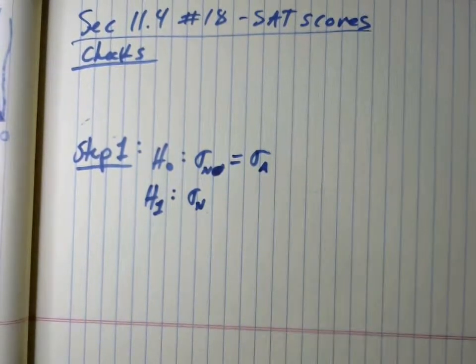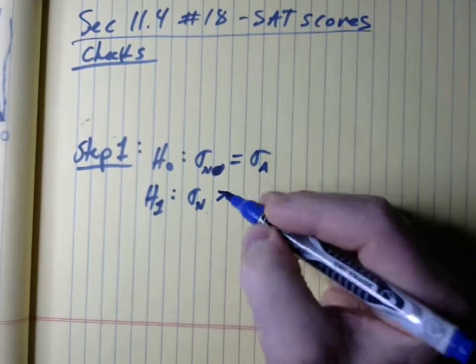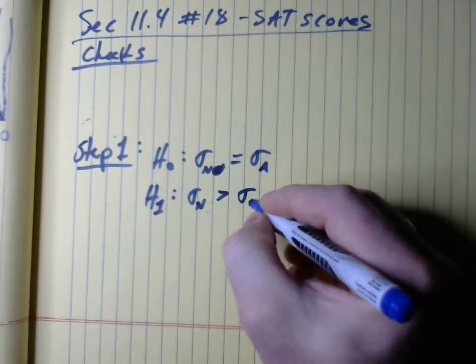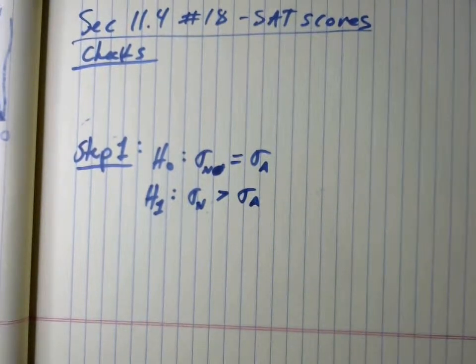Now, what did it say here? It said, do students who do not plan to apply for financial aid have a higher standard deviation on the SAT than students who plan to apply? So there we go. Based off the wording, we know it's, in this case, a right tail test.